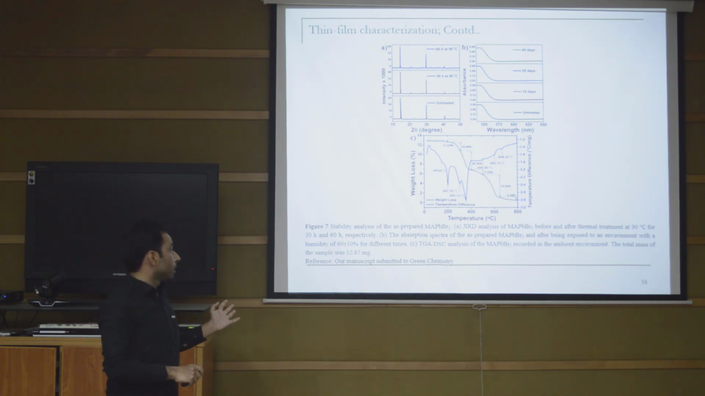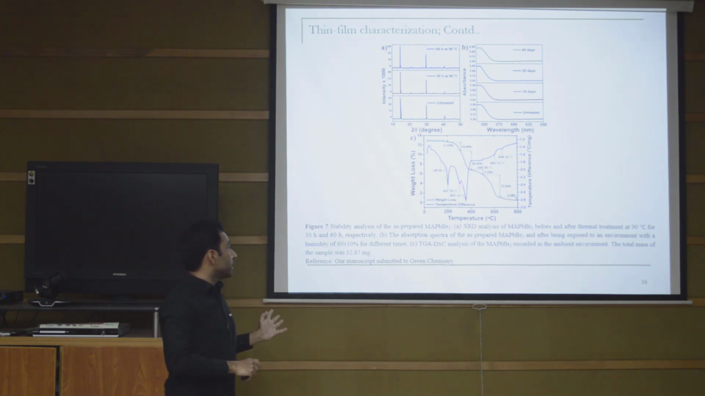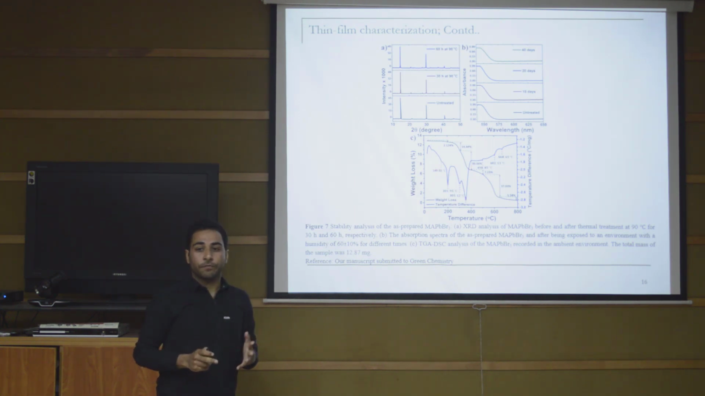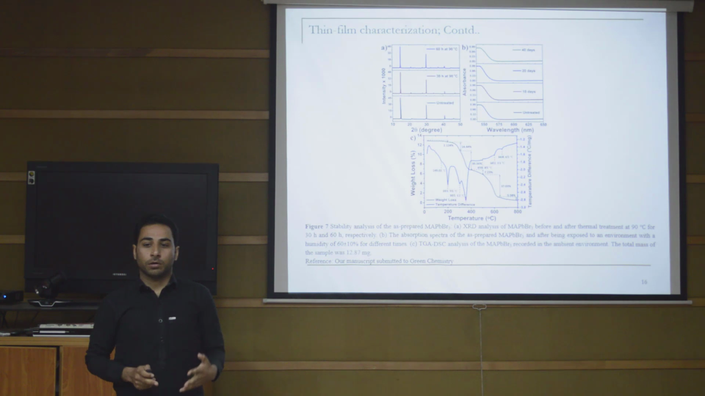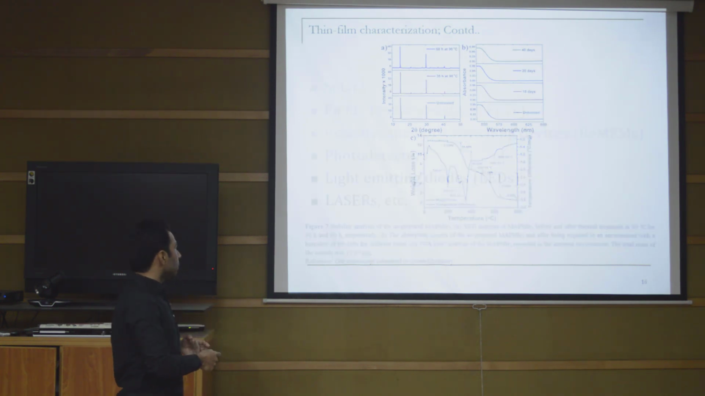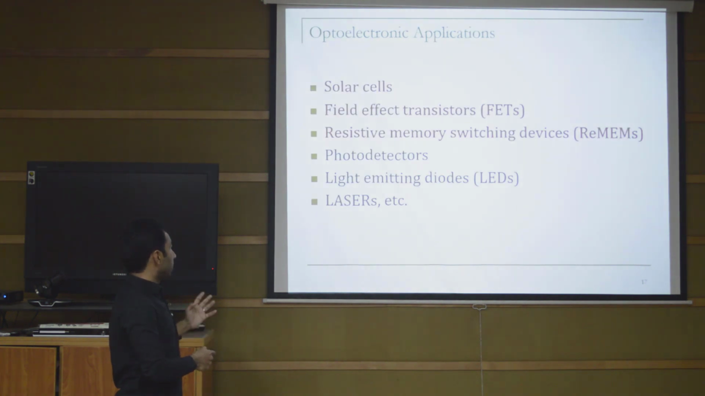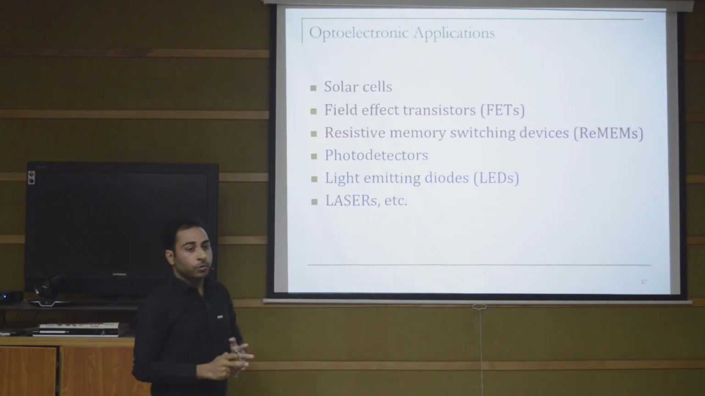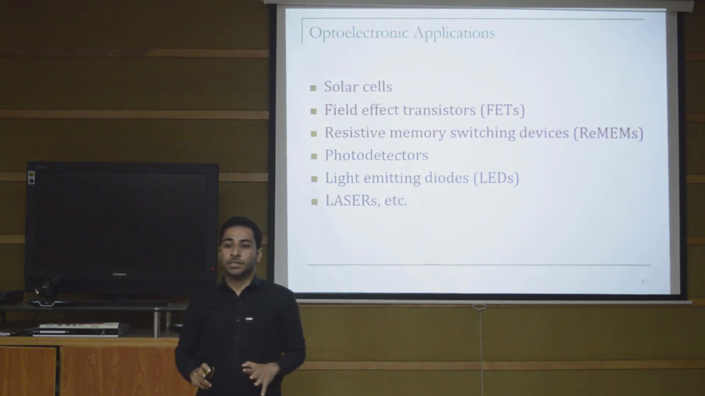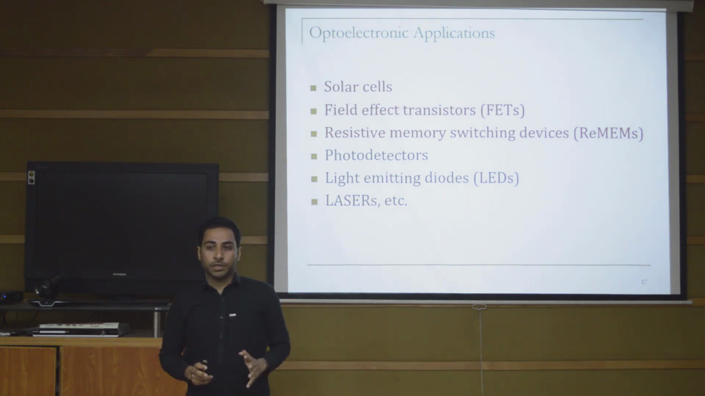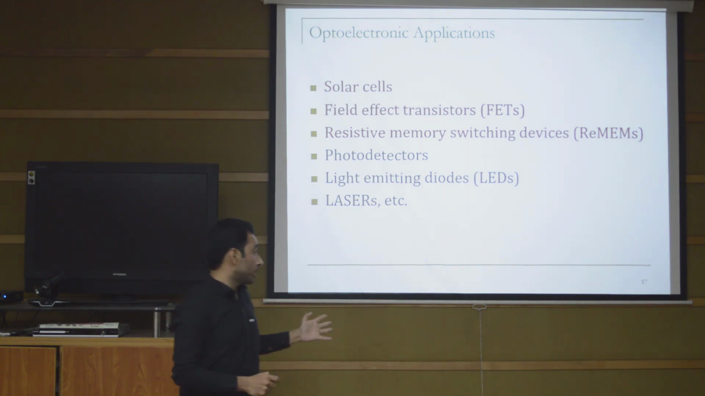where you can see whether any weight loss is occurring in the material when you are applying some high temperature or not. So this is about the stability. Okay, your film is made, you have characterized it, you have checked its crystallinity and surface features, then you have checked the stability.